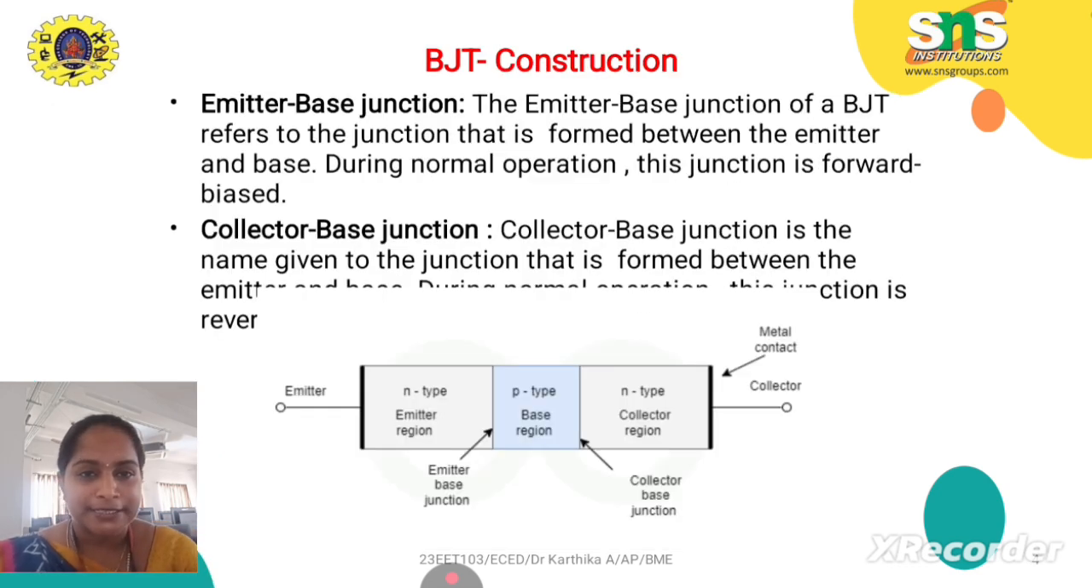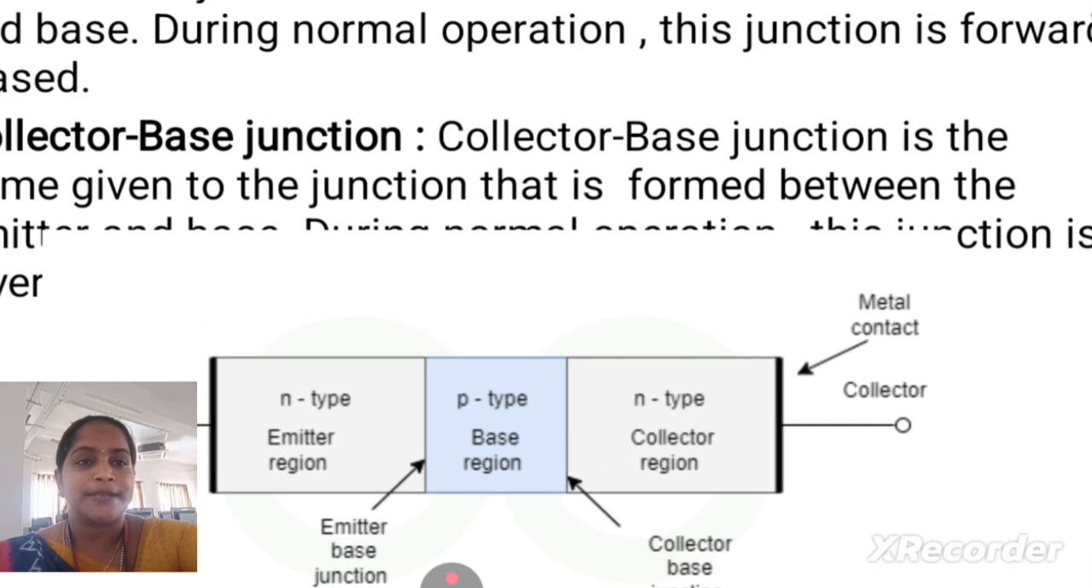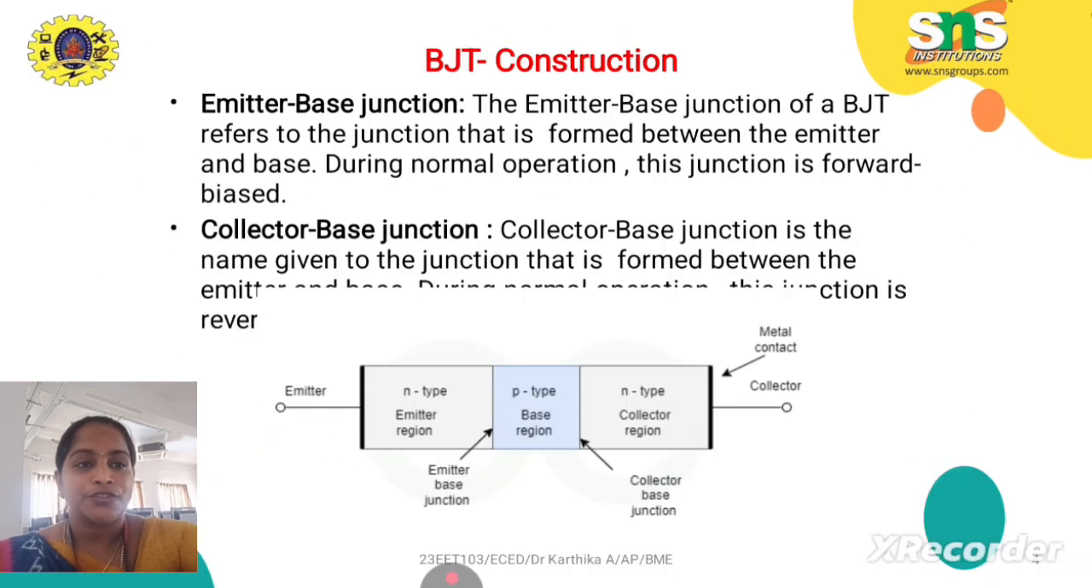See, next one is BJT construction. Here we have two junctions, emitter base and collector base. The emitter base junction is formed between emitter and base. During normal operation, this junction is forward biased. The collector base junction is formed between collector and base, and during normal operation, this junction is reverse biased. See here, emitter base junction is forward biased during normal operation, and collector base junction is reverse biased.